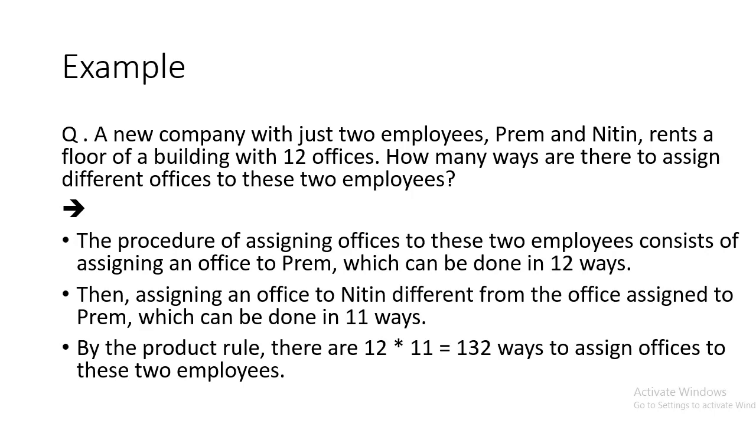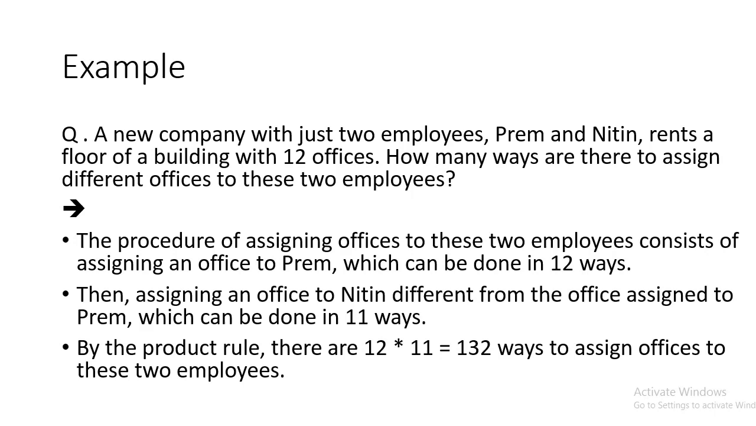Now see here the solution. To solve this problem we are using the product rule. The procedure of assigning the offices to these two employees consists of assigning an office to Prem, which can be done in 12 ways.